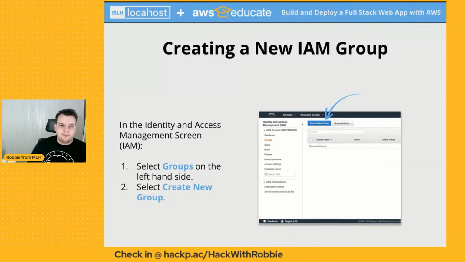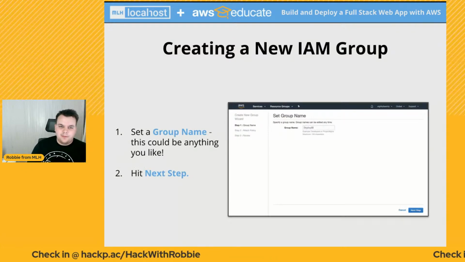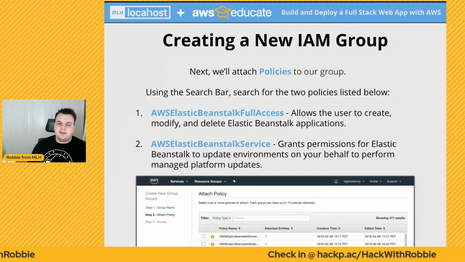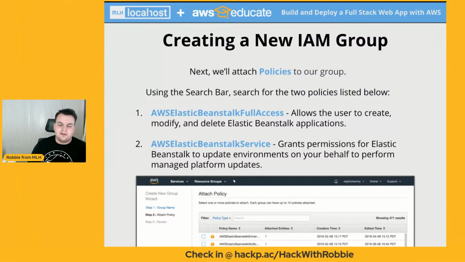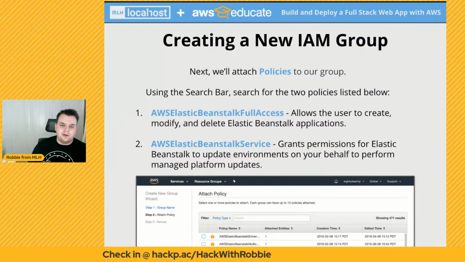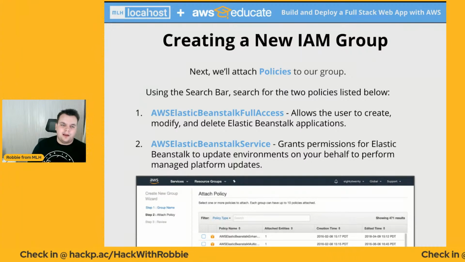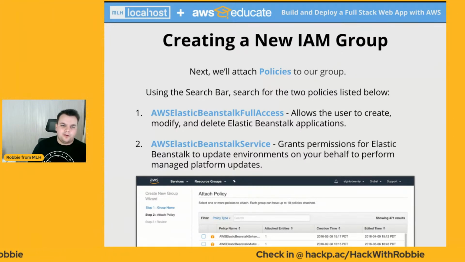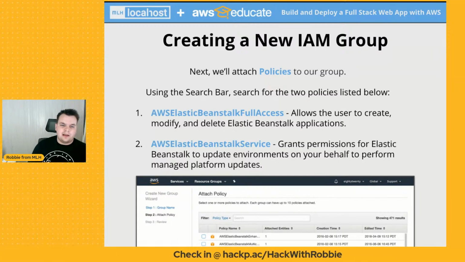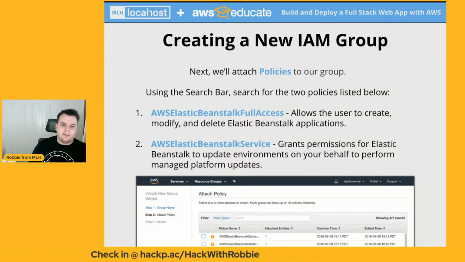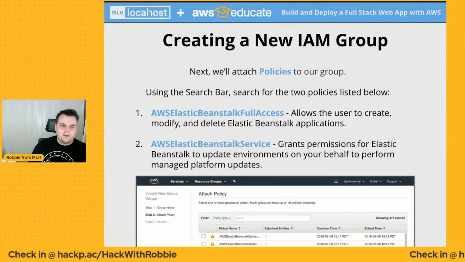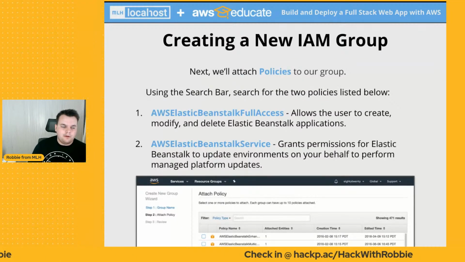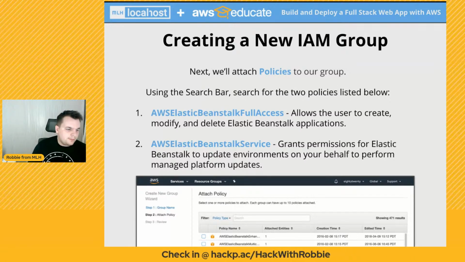We'll click on create new group. We'll give it a name. And then on this screen, we're going to attach policies to the group. Policies are how we set certain sets of permissions. So the user would be allowed to create, modify, and delete Elastic Beanstalk applications if we add the first policy. We'd also allow them, for Elastic Beanstalk, to update environments on our behalf with the second policy. So we're going to attach those policies and then create the group.